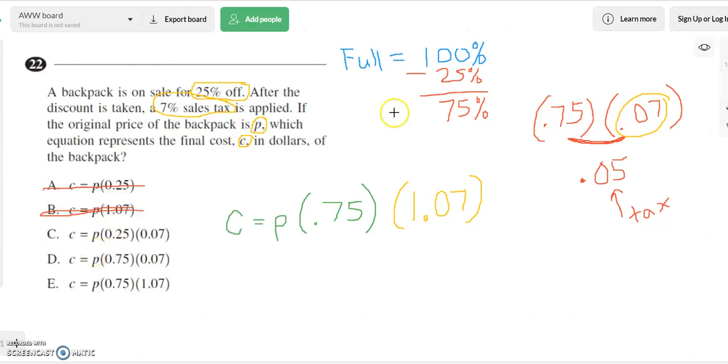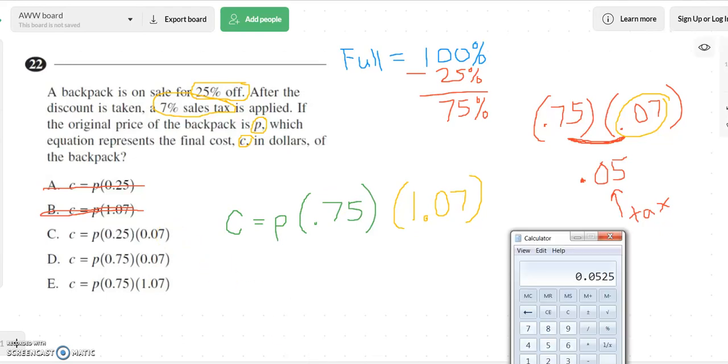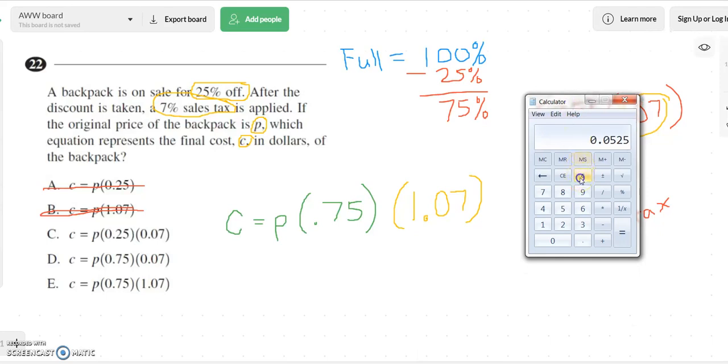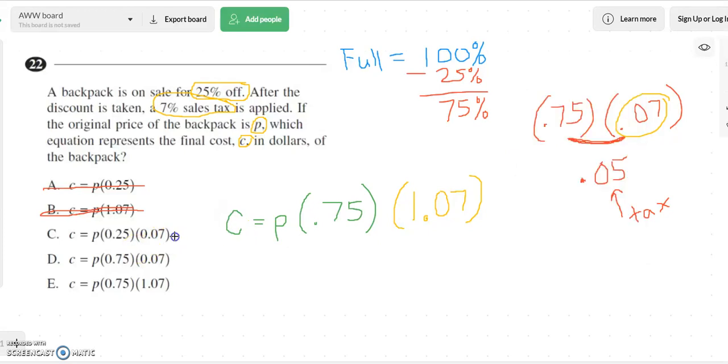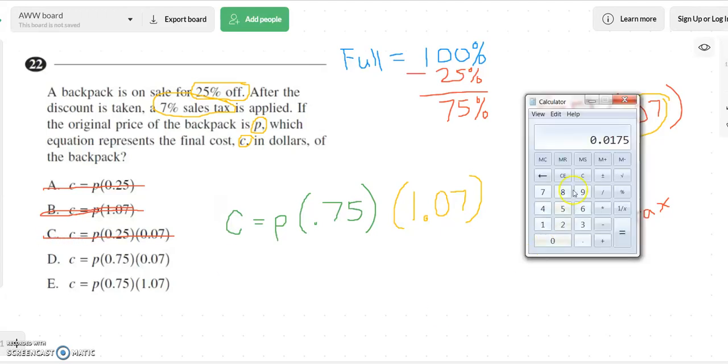C is taking the 25% and acting as if that's what we paid for it, and then multiplying that by 0.07. Now let me show you what happens if you do that real quickly. If I take 0.25 and I multiply it by 0.07, it gives me a tax amount, but it doesn't give me a cost. So this one is also not going to work, because what it would be doing is taking that tax amount and multiplying it by the original cost. So that one's not going to work either.